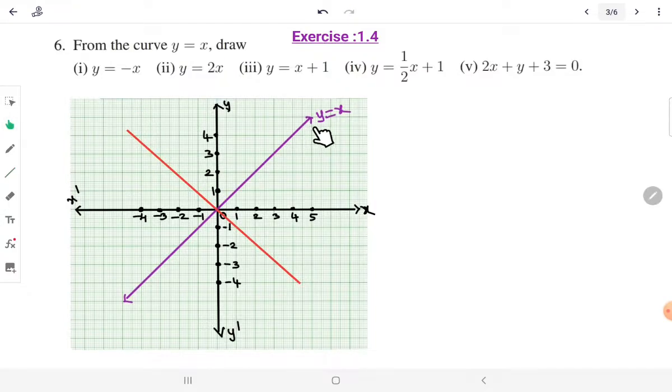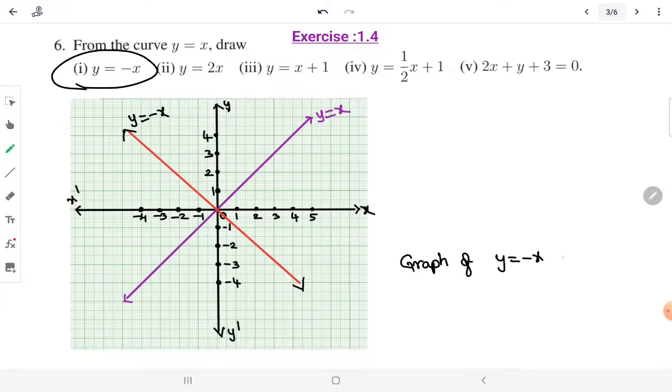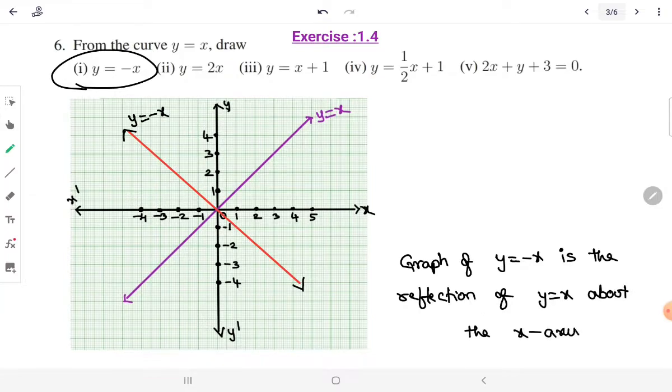So it will be like this. As it is about the x-axis, the graph is like this. This is nothing but the first subdivision, the y is equal to minus x graph. After drawing this graph, you can write down: the graph of y is equal to minus x is the reflection of the y is equal to x graph about the x-axis. This will be the statement that you can write.